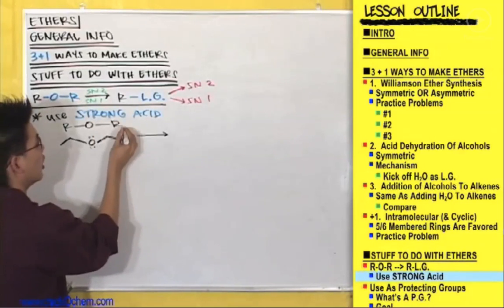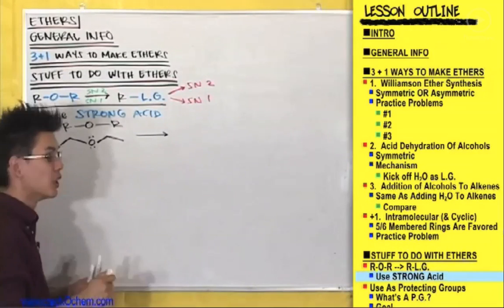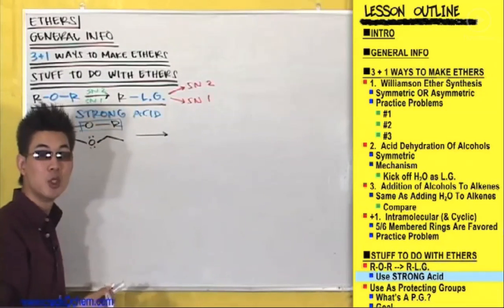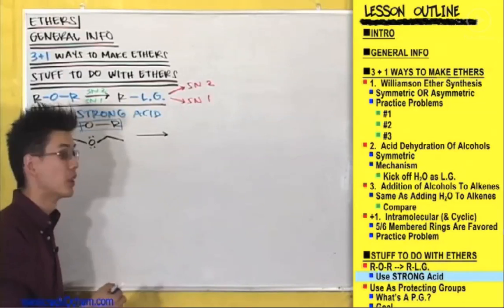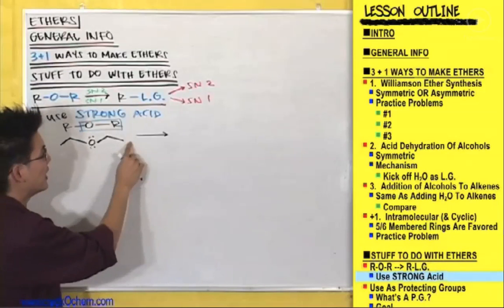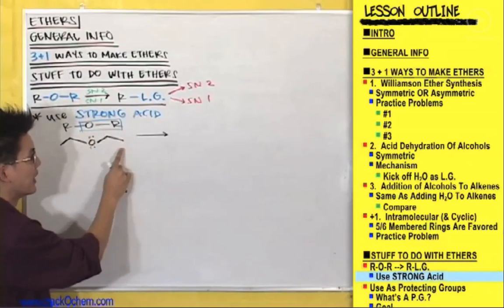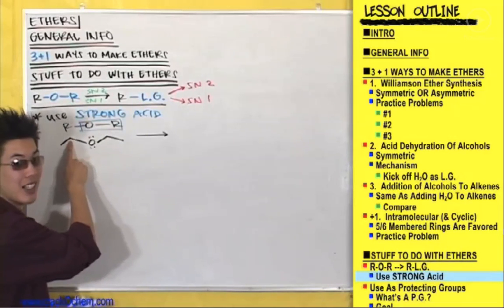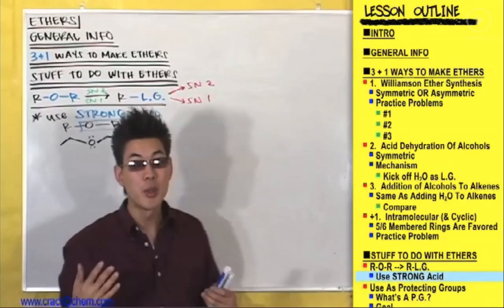This is ROR, and what we want to do is get rid of this OR bad leaving group and substitute it for a good leaving group. Okay, so we want to find some way to get rid of this OR group right here and stick on a better leaving group onto this alkyl group right here. Okay, so how are we going to do this?